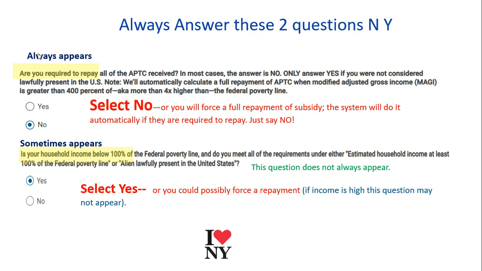Sometimes if their income's low, you'll see this next question: is your household income below 100%? If that question pops up, just say yes. No matter what, just say yes. If you say no, you could be forcing a repayment. So if these two questions pop up, I like to say New York, because they used to pop up every single time regardless. Now that second question only pops up when the income is a certain amount. So are you required to repay? No. Is your income below 100? Just say yes.